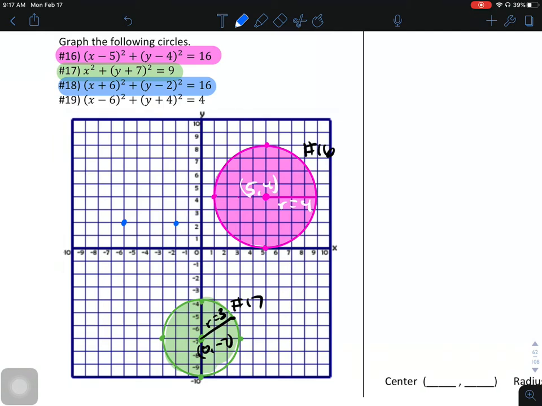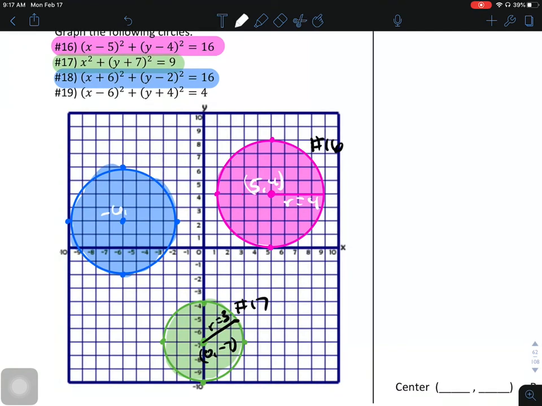So from the center, I'm going to go 4 in each direction, horizontally and vertically. Connect those to make your circle. Looks something like that. You don't have to color yours in. I'm just doing it because that's how I get my kicks. The center is negative 6, 2, and the radius is 4.